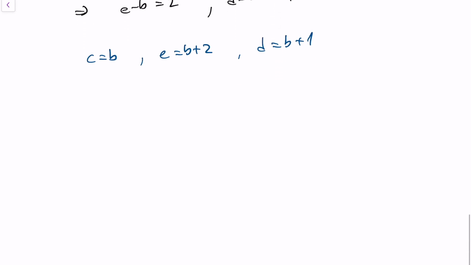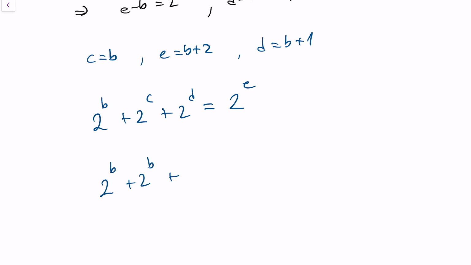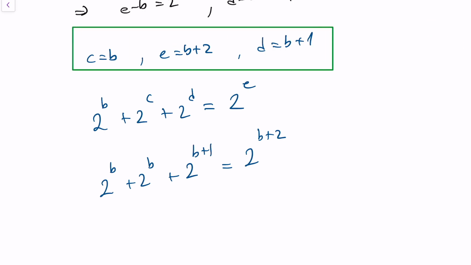So if we go back to the equation, we had 2^b + 2^c + 2^d = 2^e. In other words, we have 2^b + 2^b + 2^d, well, d is b + 1, equal to 2^e, which is b + 2. So in other words, we found the solution, so the solution set is that.